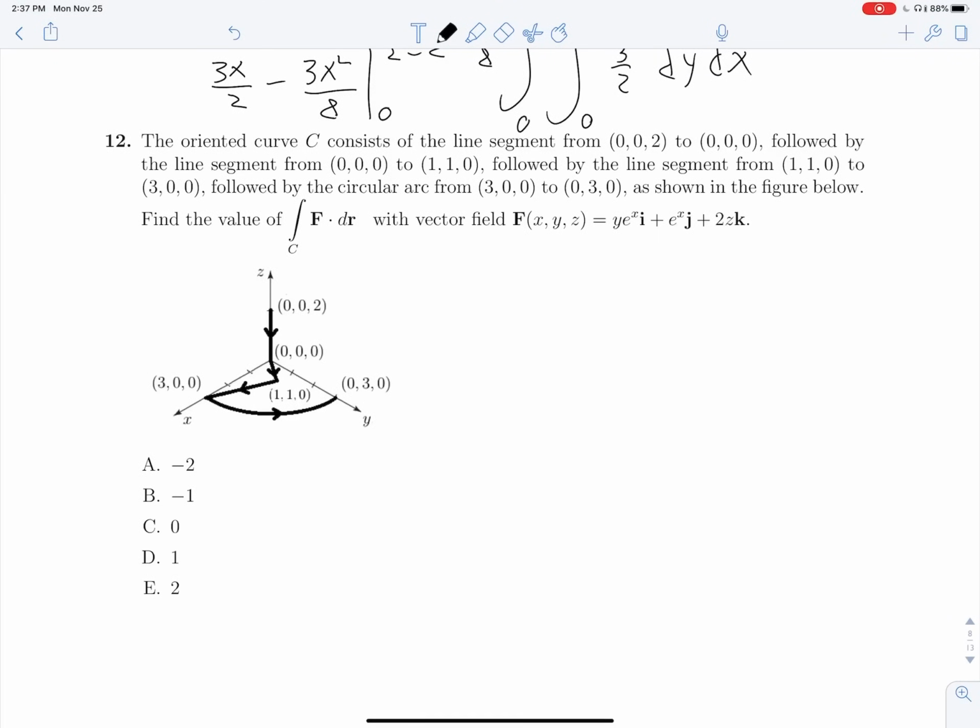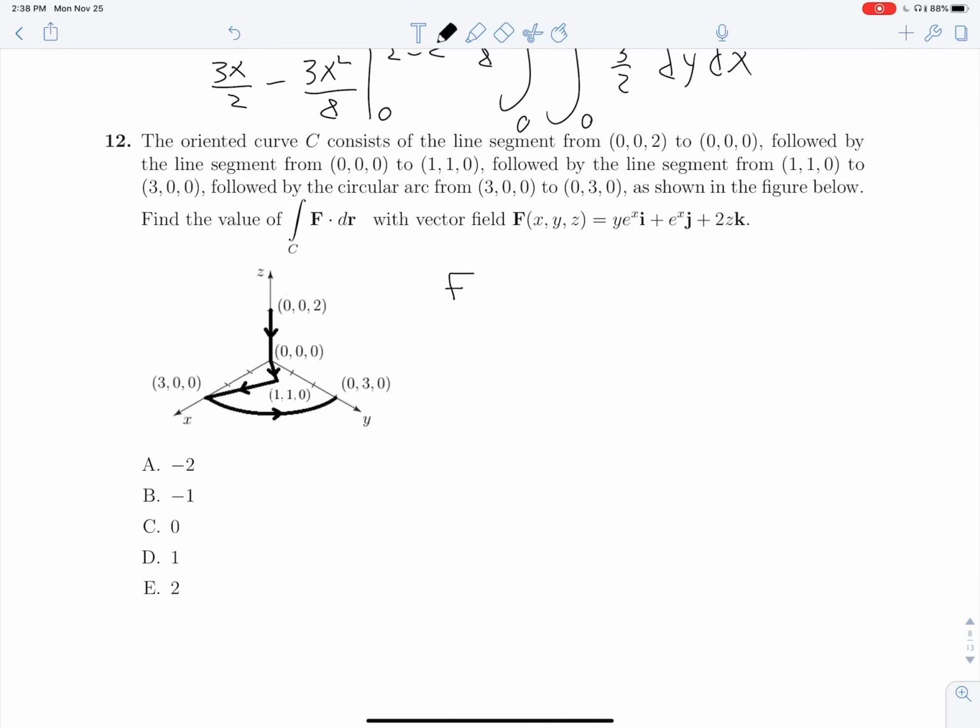Okay, question 12. This is a fundamental theorem of line integrals question. If you ever see one like this, where we have to do 1, 2, 3, 4 different parametrizations to do F dot dr, it is very likely that you can use the fundamental theorem of line integrals. But let's make sure.